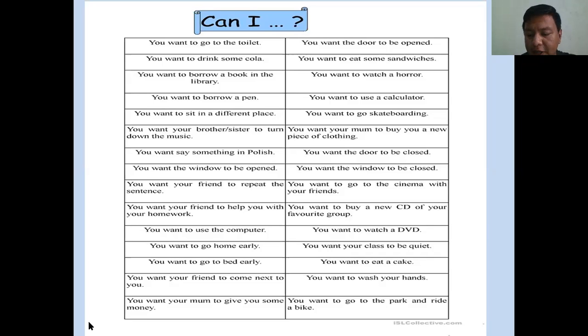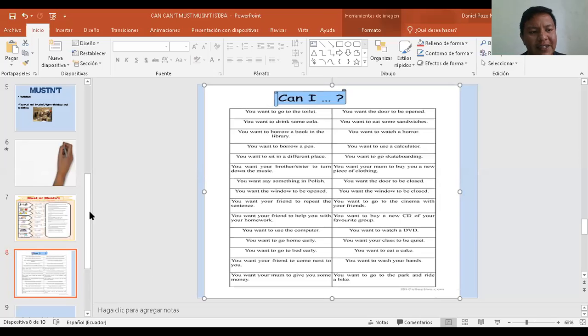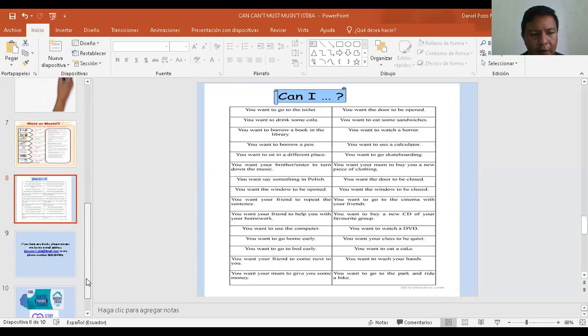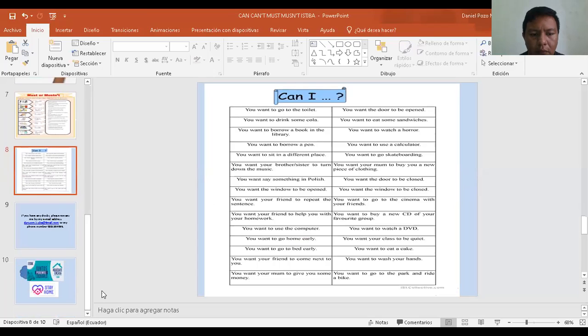Okay, let me explain the next activity that you are going to do. Déjenme salir de aquí, chicos, y les explico la siguiente actividad que van a realizar. La de aquí no nos vamos a enfocar mucho. Vámonos a la de acá directamente. Okay. Let me share with you the other PowerPoint presentation. Déjenme compartir, chicos, la siguiente diapositiva para explicarles lo que vamos a realizar.